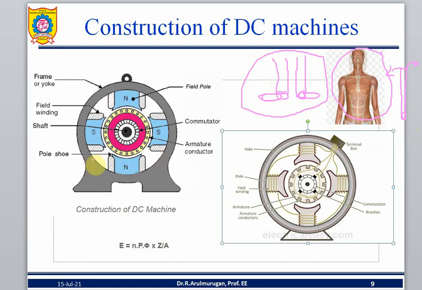So, coming to the pole shoe. The pole shoe is wide so that more flux will come, and it will interact easily. That is the purpose.